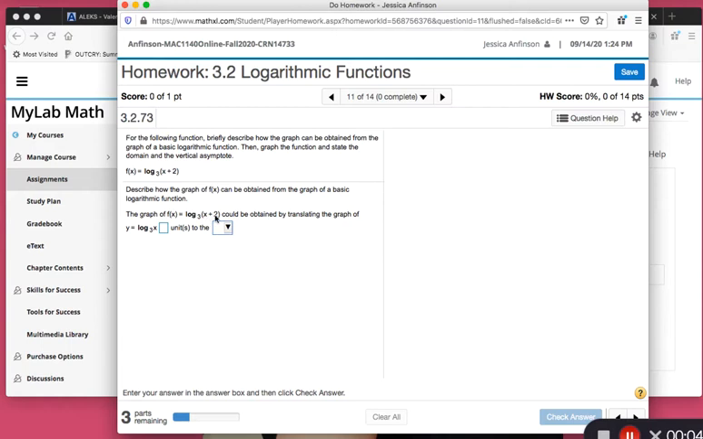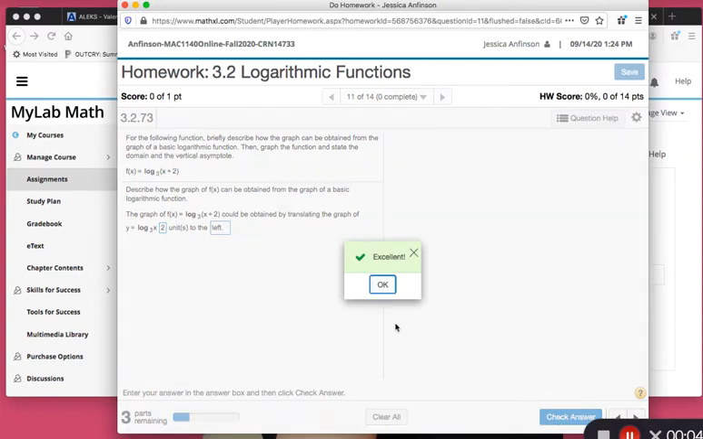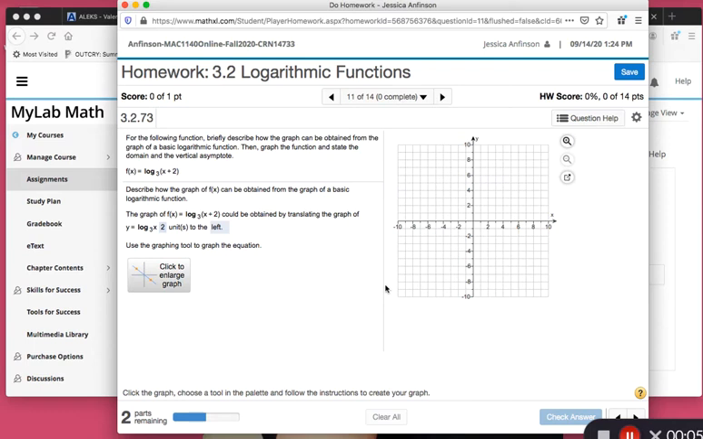Well, inside the parentheses, adding a number to x means shifting it to the left. Good job. 2 units in this case. So I'm shifting 2 units to the left. And I check my answer. Excellent, it says. Now the tool comes up, and once again, I highly recommend drawing your graph.